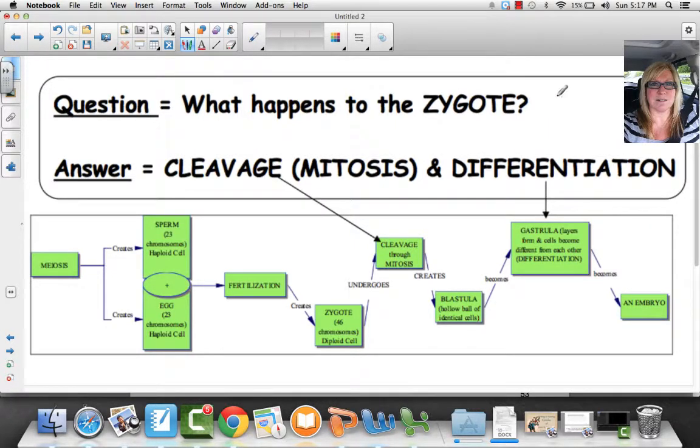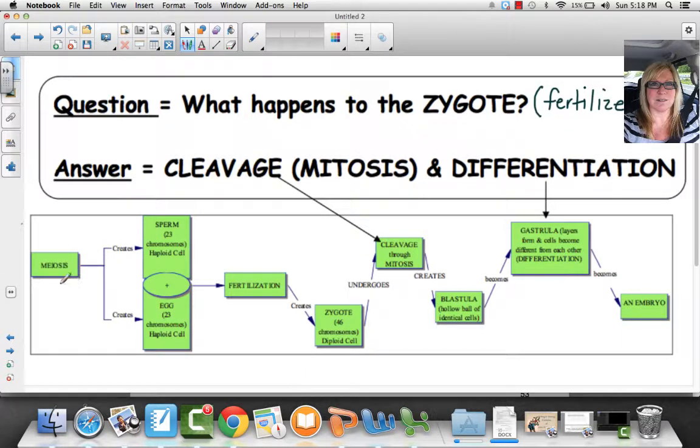So what happens to the zygote? Well, remember that the zygote is the fertilized egg. Well, we know that it undergoes mitosis and differentiation. But what does that mean, and where does that happen? So let's review where we are so far.